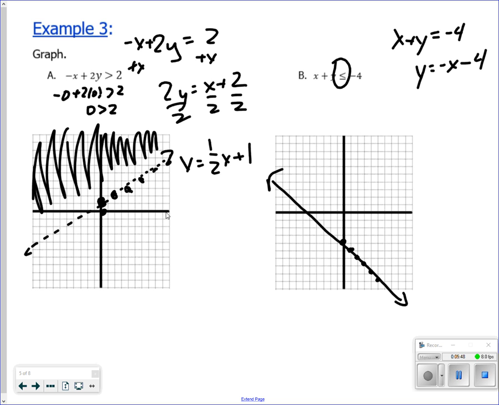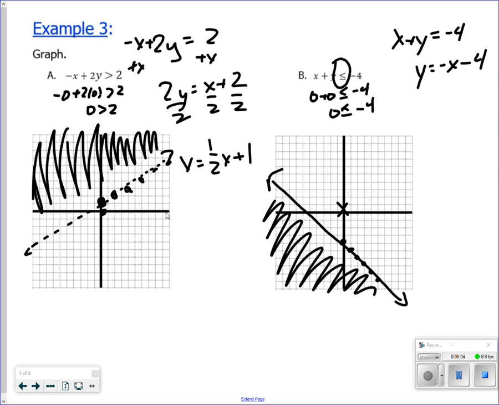Now test a point. And again, let's test (0, 0) one more time. Is 0 plus 0 less than or equal to -4? And the answer to that question is no, it is not. And since that point is not true, then every point on that side is not true, which means the other side is true.